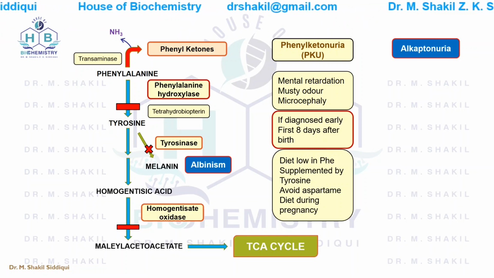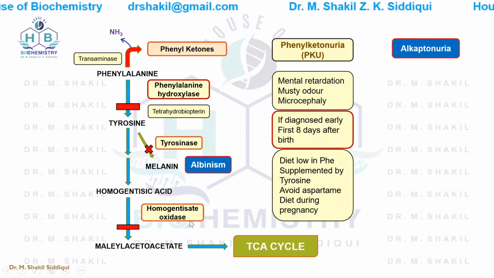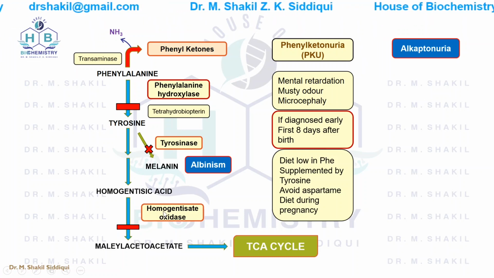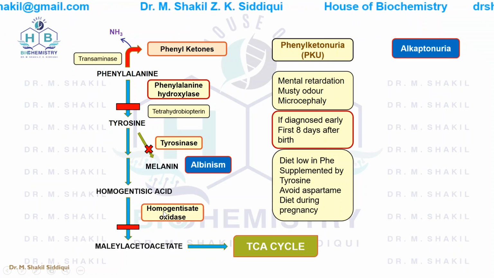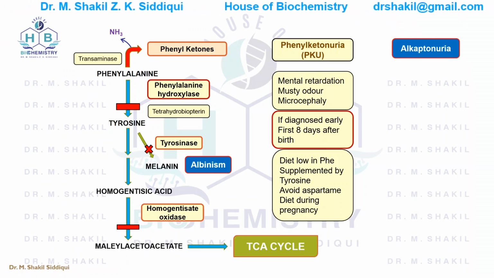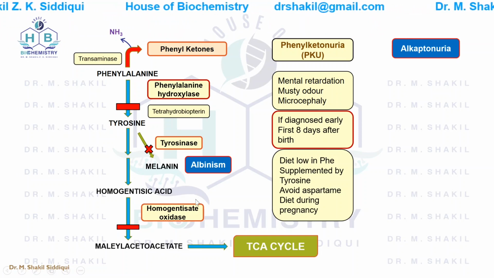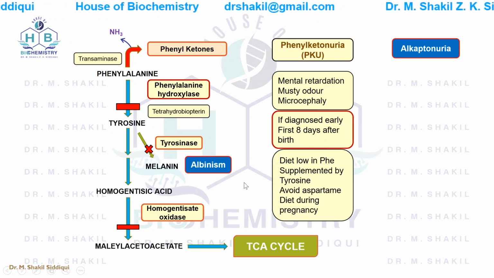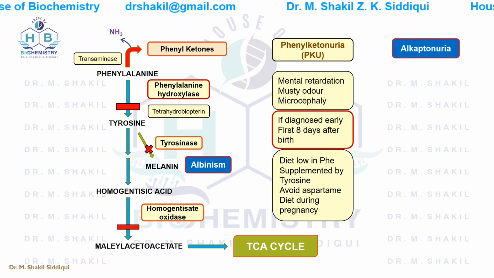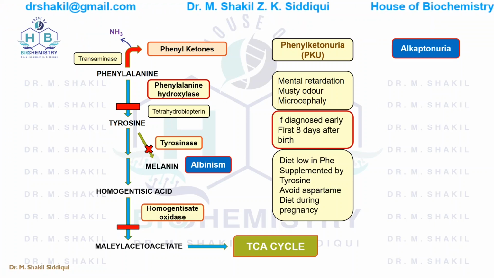Now when this enzyme, homogentisate oxidase, is deficient, homogentisic acid starts to accumulate and it spills into the blood, and then it gets into the urine, and in the urine it gives a characteristic dark color that can be from blue to black on standing. When urine is kept for some time, it starts to darken. The color may be from dark blue to black.